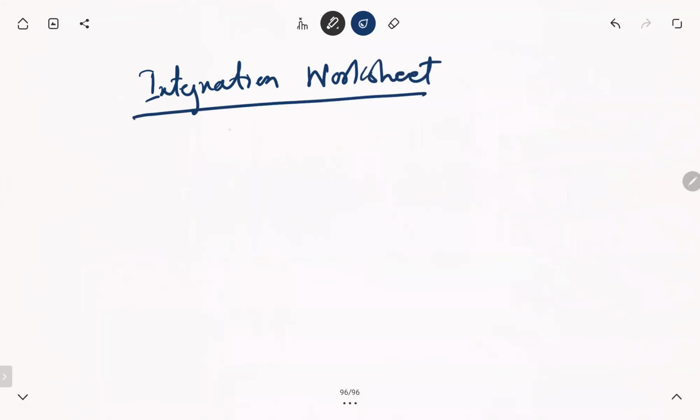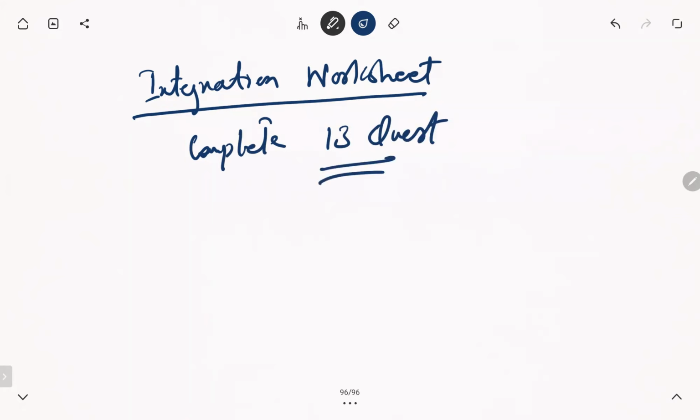There are 13 questions. You have to complete that worksheet today, so that we can discuss the queries and problems tomorrow. You have to attempt the whole worksheet today, and we will discuss its problems inshallah tomorrow.